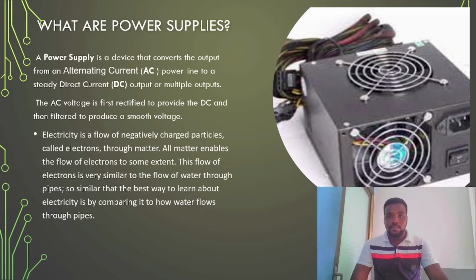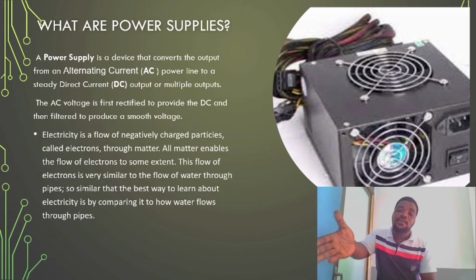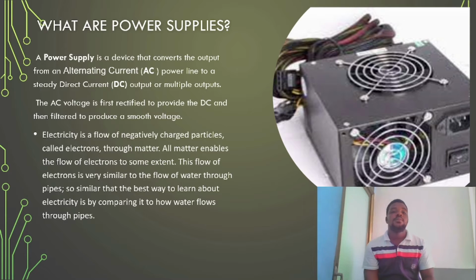As you can see, you can find an image of a power supply. The one on my far right is an image of how a power supply looks. A power supply is a device that converts the output from an alternating current power line, most of us call it AC, to a ready direct current, popularly known as DC. So when we talk about power supply, this is what is termed as a power supply.